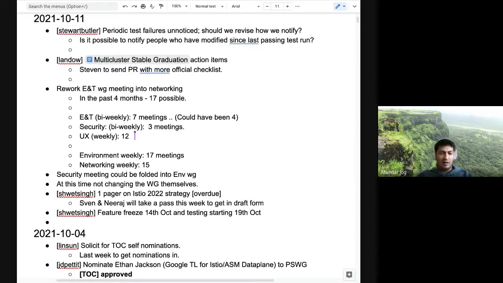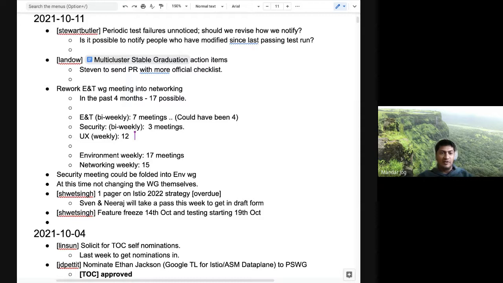And then while looking at it, and the security work group should look at this closely, it seems that even the security meeting could be folded into the environment meeting. But that's just a strong observation that I have. So someone from security should look at that. Sure, security can also go in networking, like Austin was saying. Either way is fine.